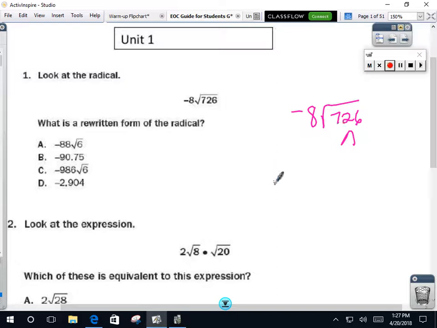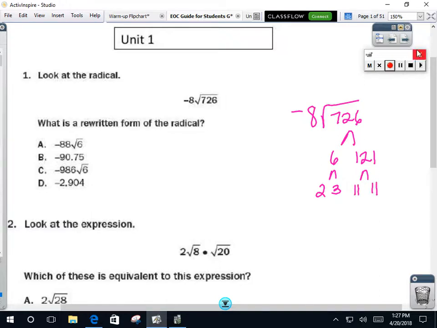You could do it by hand if you had to. Okay, so 6 times 121 is 726. Now from here you should be able to do it without a calculator. What multiplies to give you a 6? What multiplies to give you a 121?